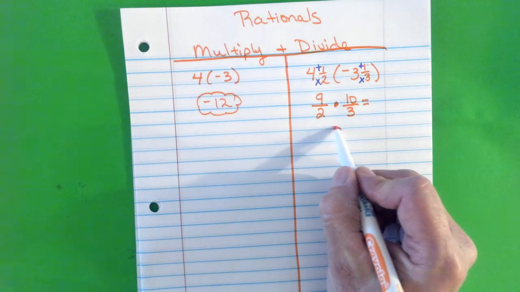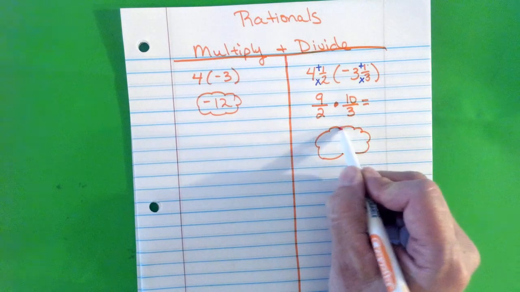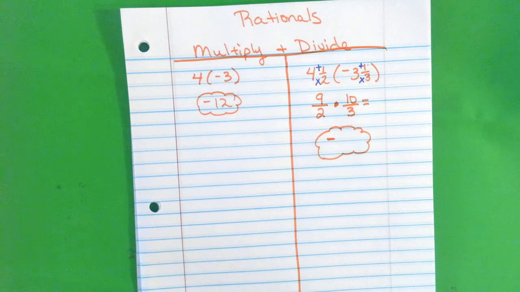So I'm going to make a little answer bubble down here, and I'm going to put a negative. Now I don't have to worry about the sign. I can just do the math. Top times the top, I get 90. Bottom times the bottom, I get 6. And I can do 90 divided by 6.